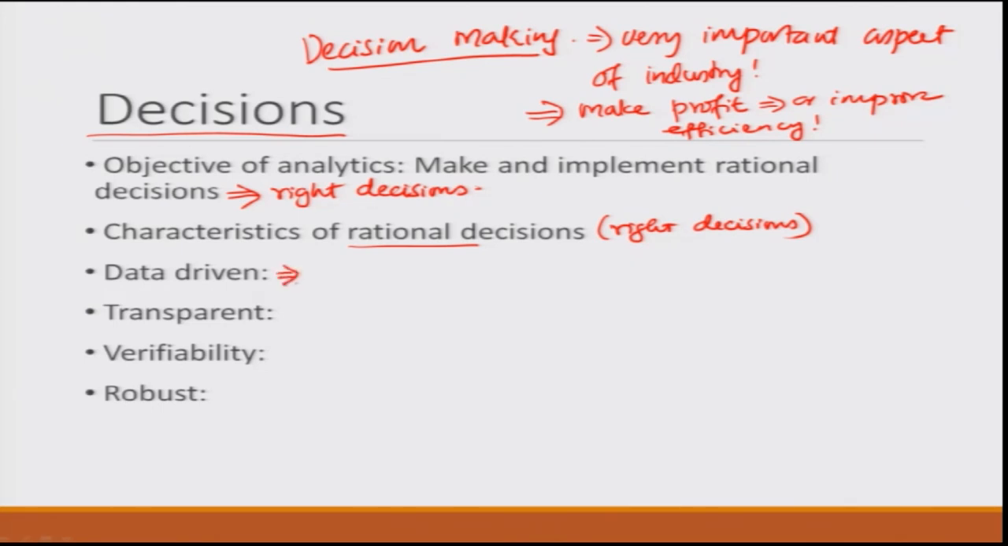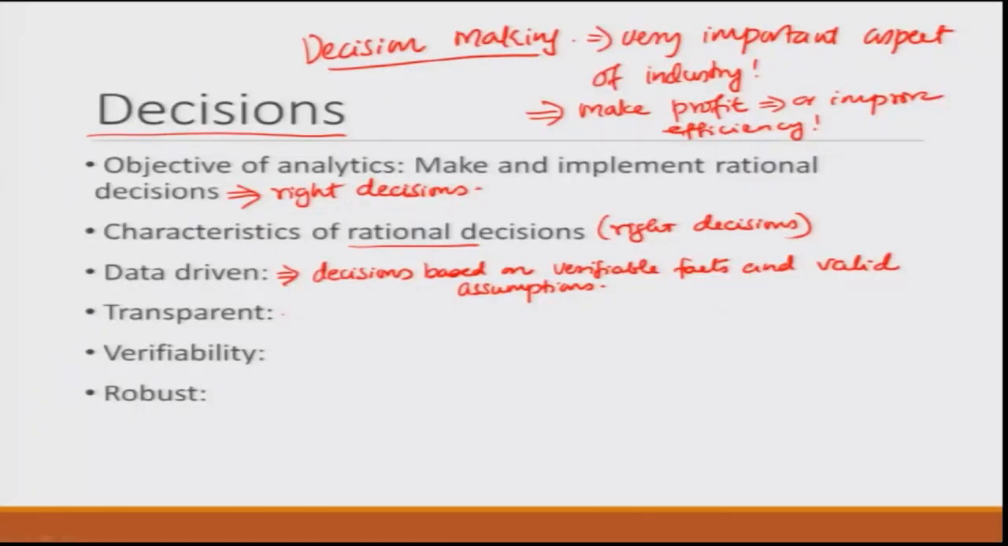When you are making decisions, they should be data driven. Data driven means decisions based on verifiable facts and valid assumptions. So, for example, if somebody asks you what the production of wheat in India will be next year, you would probably look at the last 10 years of wheat production and generate a forecast for the next year. The assumptions provided might be that we will have a normal monsoon, or an 80% or 90% monsoon. But if you make a production estimate and say that the monsoon will double next year, that will probably not be a valid assumption. So you have a valid assumption, and then we also have verifiable facts. That is one aspect of the rational decision process.